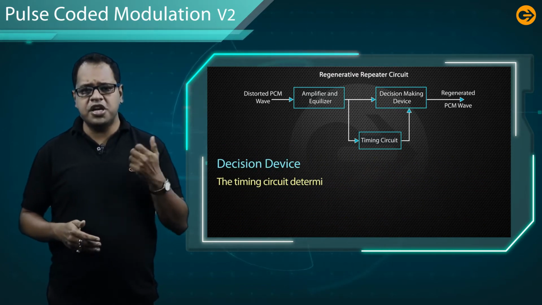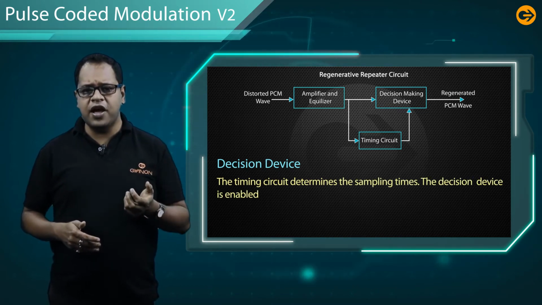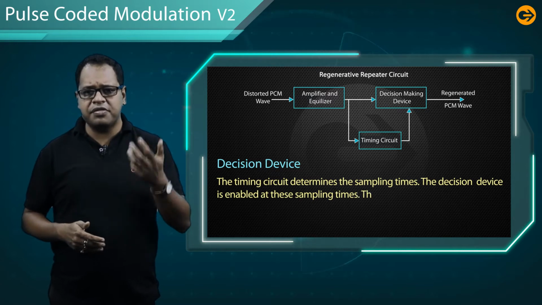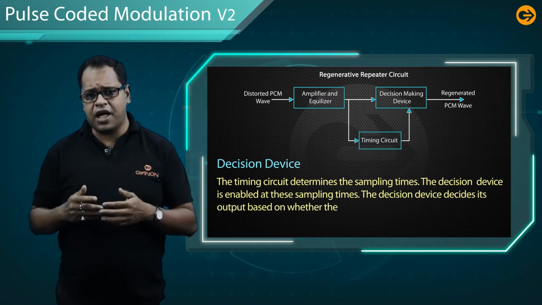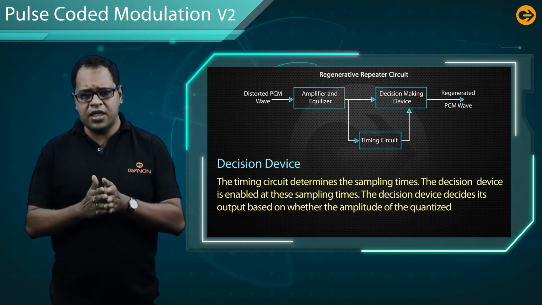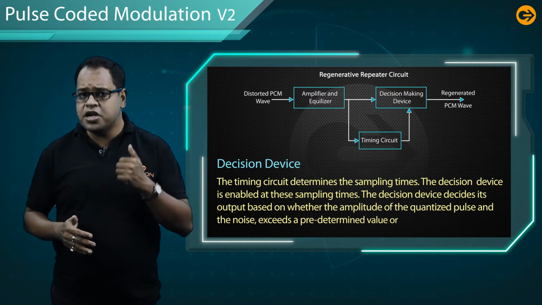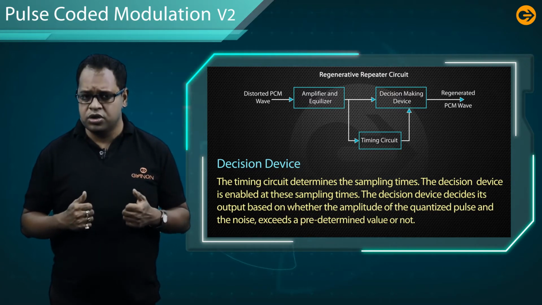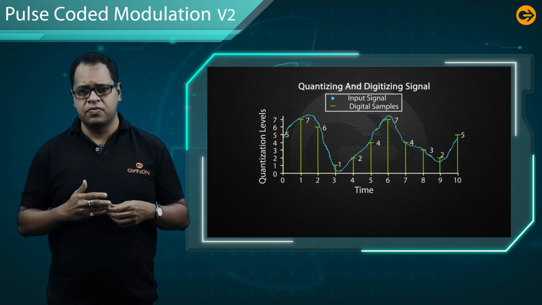The timing circuit determines the sampling times. The decision device is enabled at these sampling times. The decision device decides its output based on whether the amplitude of the quantized pulse and the noise exceed a predetermined value or not. Next, we are going to discuss the quantization.